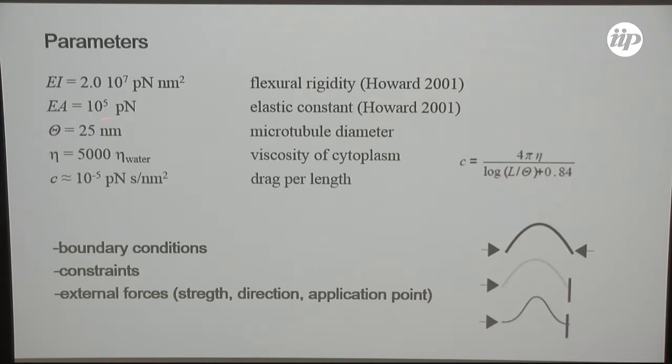viscosity, the diameter of the microtubule, the drag per length parameter C can be computed for a long cylinder. This is the drag per unit length of a cylinder. So it's very complex, but from the Navier-Stokes equation one can solve it. It's a very difficult task, so it's not possible to do it for an arbitrary geometry, but for a cylinder it's estimated in this way. So we put this coefficient in this range.